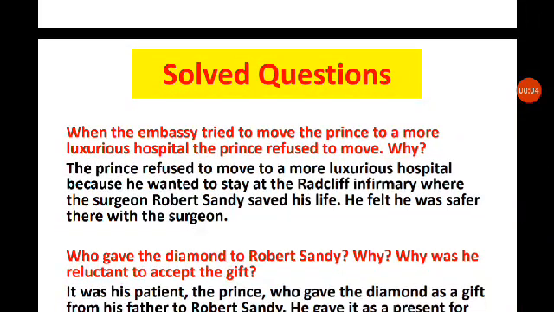Hello, dear students. Today is the second part of this lesson, and I think this is the last part of this short story, The Surgeon, written by Roald Dahl. Today, we will be discussing the questions so that you may comprehend whatever is given in the story, the summary, and the theme. So, these are the solved questions.